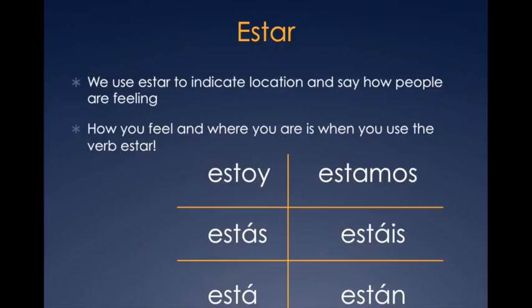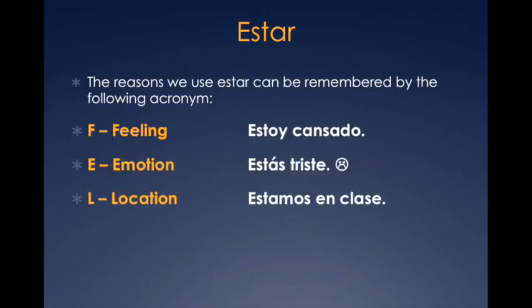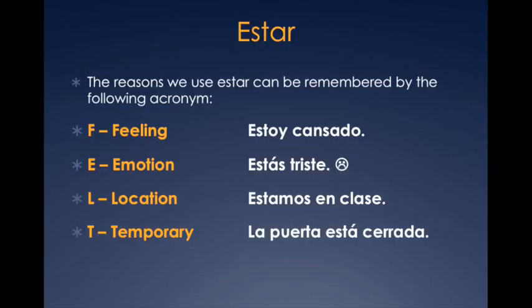We know that estar conjugates as follows: estoy, estás, está, estamos, estáis, están, where the bottom four have accents on the A's, the top two do not. The reason we use estar can be remembered by the following acronym. We have feeling, emotion, location, and time, things that are temporary.